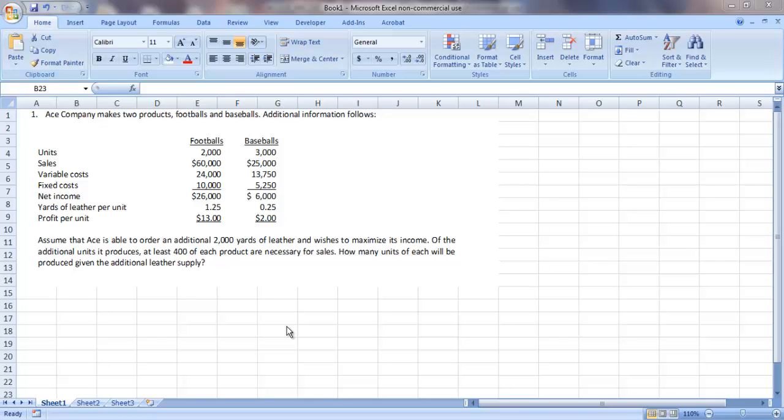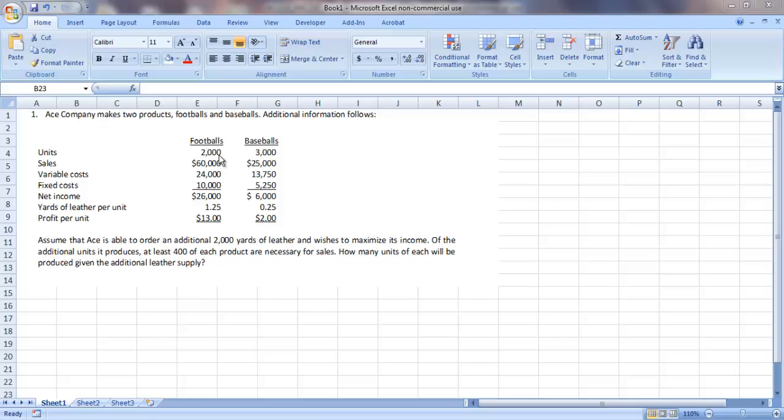In this demonstration, we are going to look at how to maximize net income given some production constraints, some constrained resource. So if we look at our example here, we see that Ace Company makes two products, footballs and baseballs. We have the following information available.